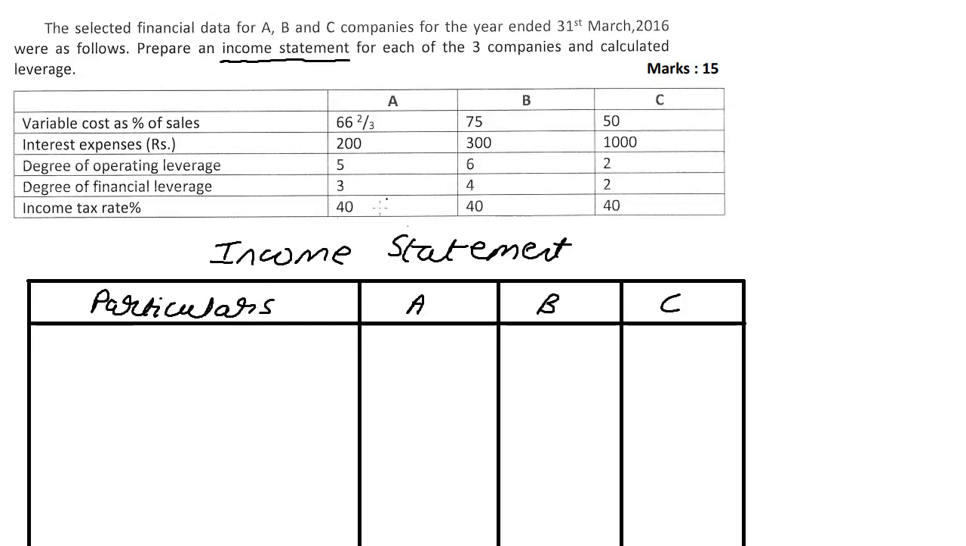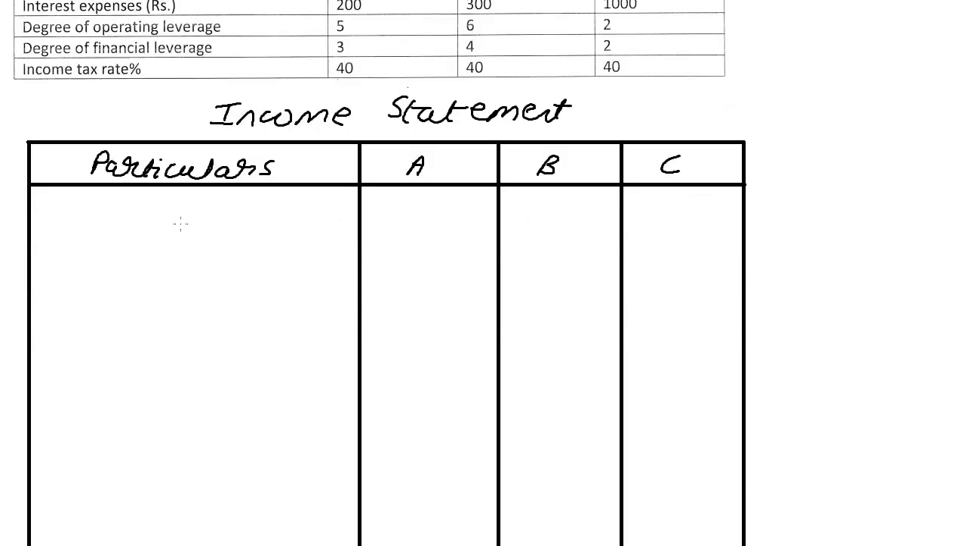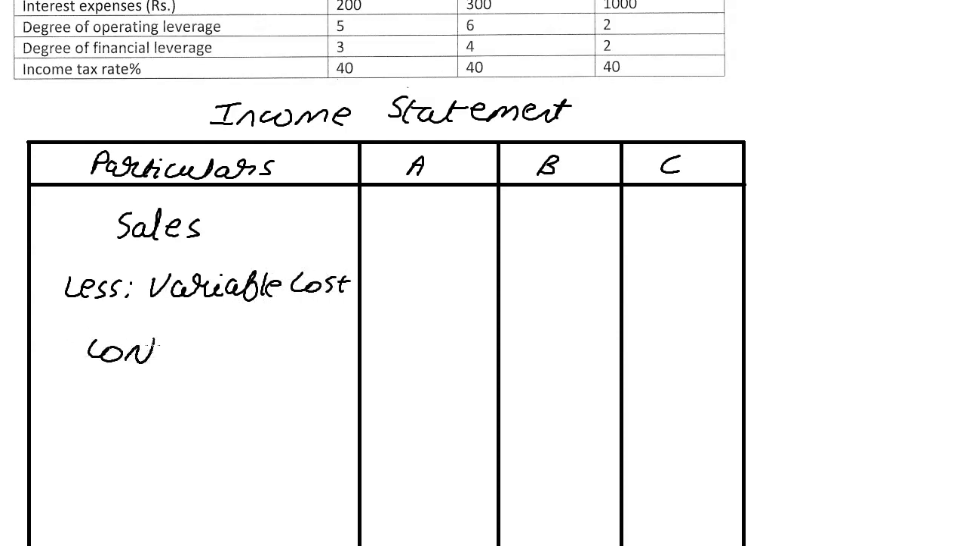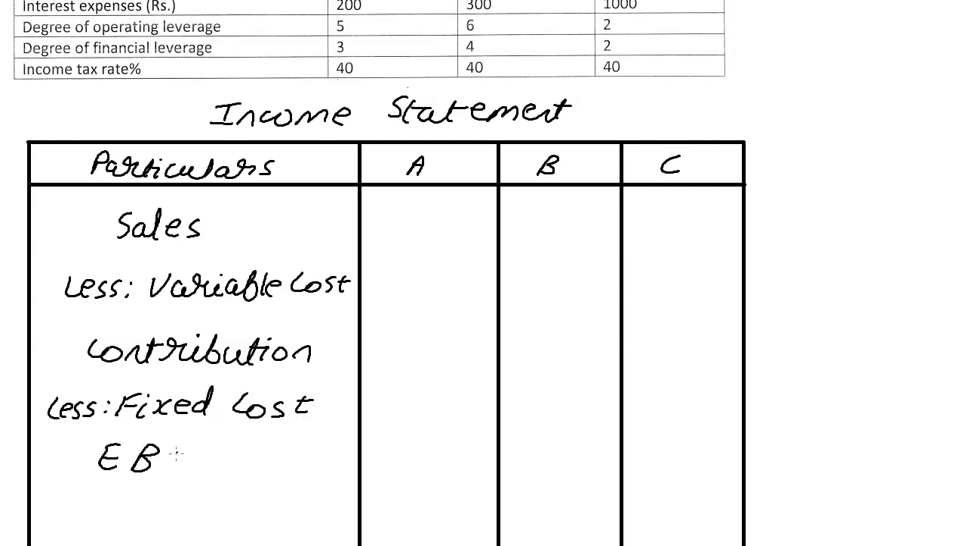And now they want us to make an income statement, and they've given us leverage data. So we are going to make the format for leverages. We have sales less variable cost. Subtracting these two will give us contribution, and subtracting fixed cost from this will give you earnings before interest and tax.